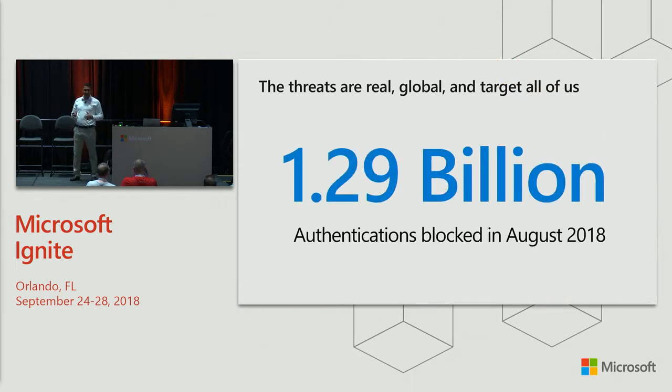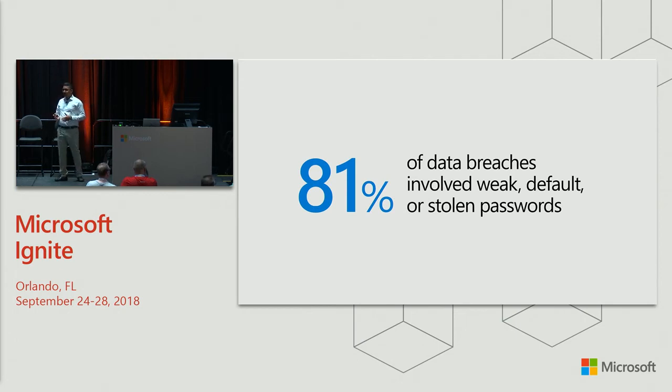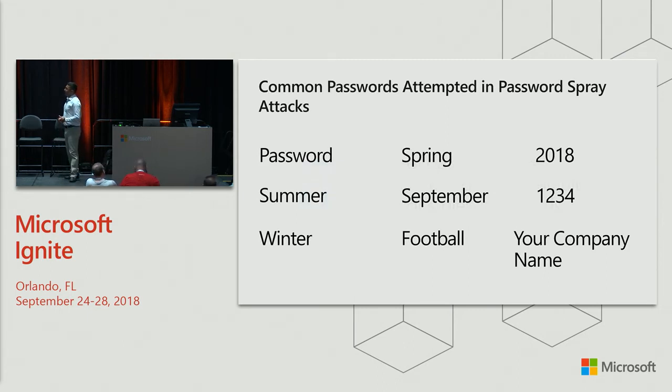1.29 billion risky authentications were blocked in August itself. And 81% of the successful data breaches happen due to weak, default, or stolen passwords. This just goes back to the fact that attackers are getting smarter and are now using contextual information and more sophisticated methods to attack.